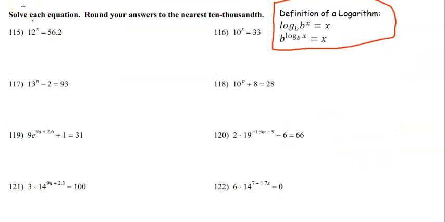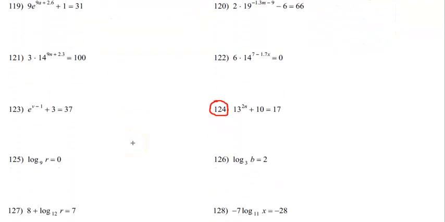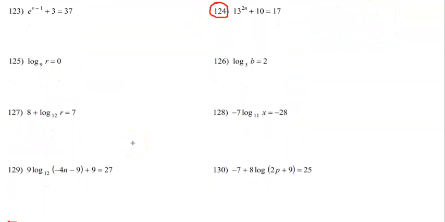Let's look at another one. Solve each equation. Round your answers to the nearest 10,000th. That's going to be 4 decimals. So let's look at number 124. 13 to the 2n plus 10 equals 17. First, we will isolate the exponential part. The exponential term is now going to be isolated. So 13 to the 2n equals 7.